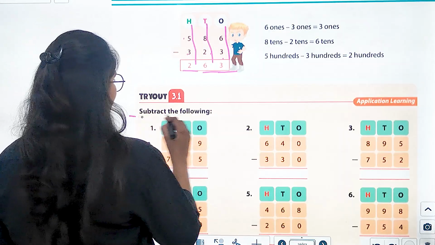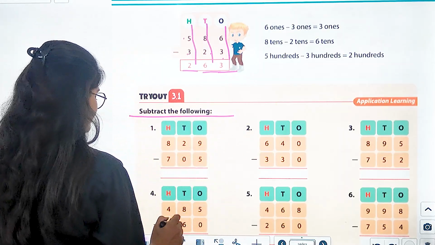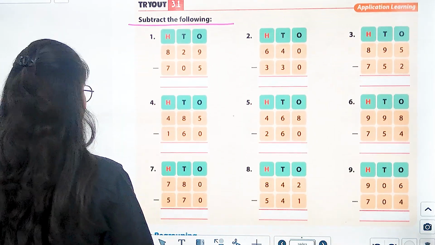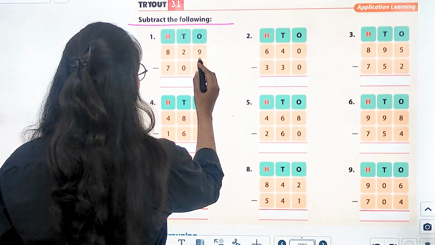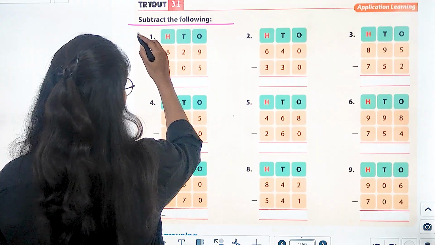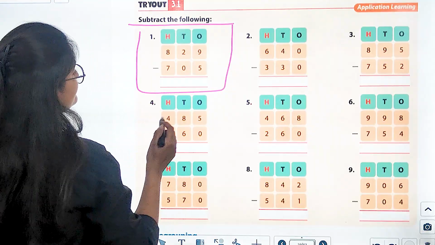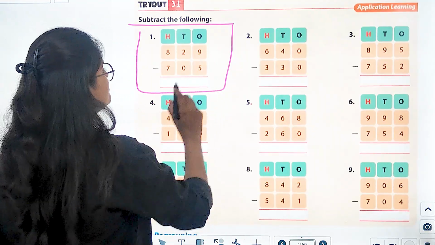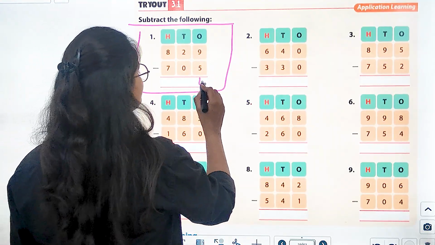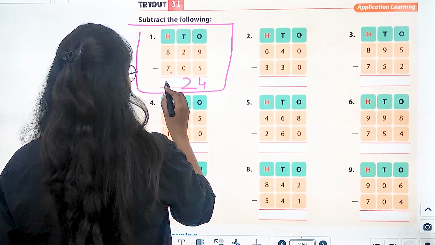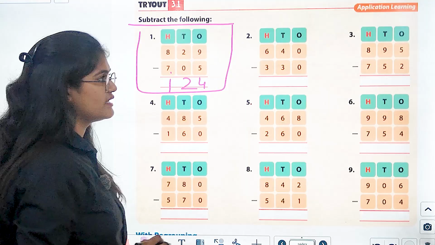Now moving ahead, we have the exercise which says subtract the following. So if we subtract these, we get 829 minus 705. Already these numbers are arranged in the column. So let's subtract them. 9 minus 5 is 4. 2 minus 0 is 2. And 8 minus 7 is 1. Clear?